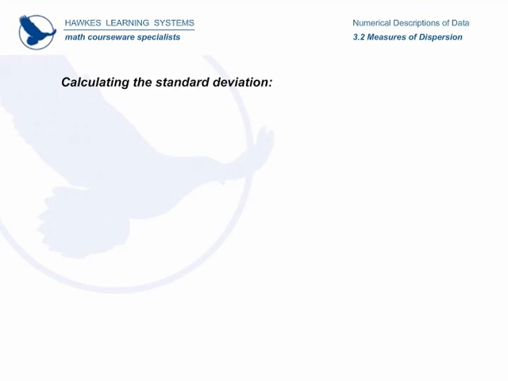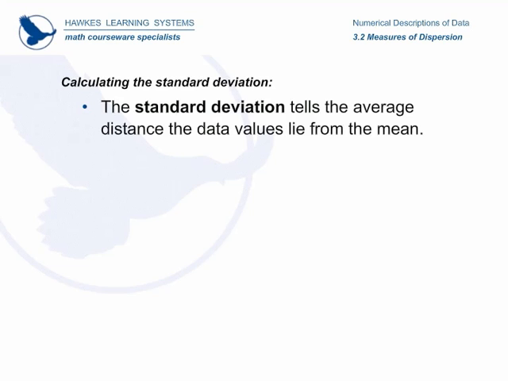Now let's take a look at calculating the standard deviation. The standard deviation is a measure of dispersion that is very important in statistics. The two most important data values in an introductory statistics class would be the mean and the standard deviation. So let's take a look at how we calculate the standard deviation. The standard deviation tells the average distance the data values lie from the mean.